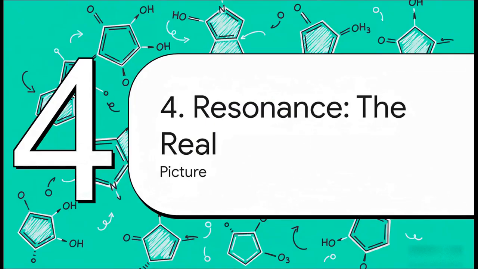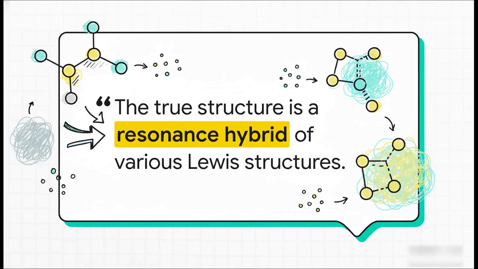So clearly, our simple model of drawing one single structure has to evolve. The answer isn't that one of our drawings is the winner. The truth is actually a combination, a beautiful blend of all three of them. And this, my friends, is the amazing concept of resonance. Now, this is super important. The molecule is not rapidly flipping back and forth between these three structures. That's not what's happening. It exists as a single entity, a sort of average or a hybrid of all three at the same time. The individual drawings we made, we call those resonance structures or contributors. They aren't real on their own, but they help us piece together what the real hybrid molecule looks like.